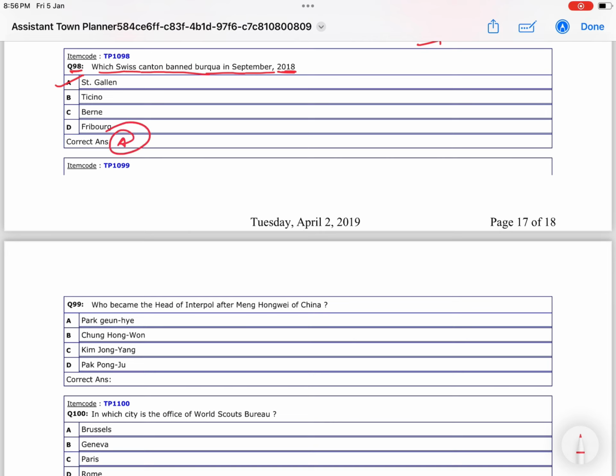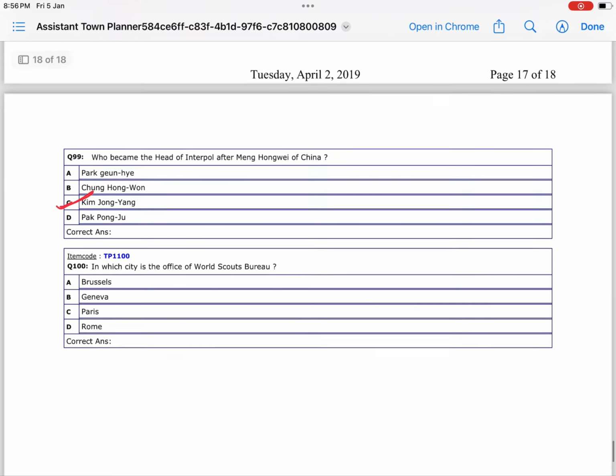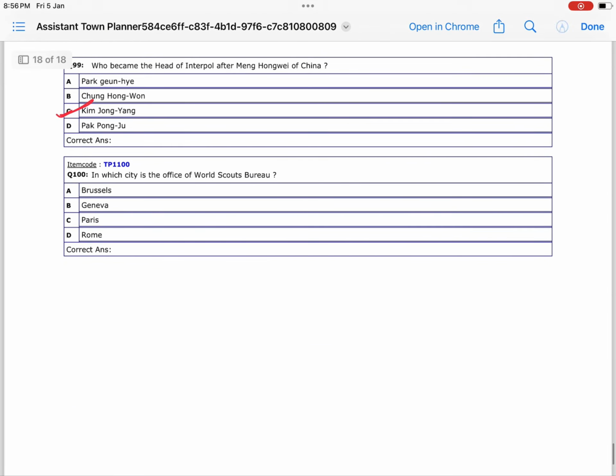Coming on to the question number 99, and that will be our second last question. Who became the head of Interpol after Meng Hongwei of China? So who was it? It was Kim Jong-yang. Kim Jong-yang became the head of Interpol. Question number 100 and the last question. In which city is the office of World Scout Bureau? So it is in Geneva.